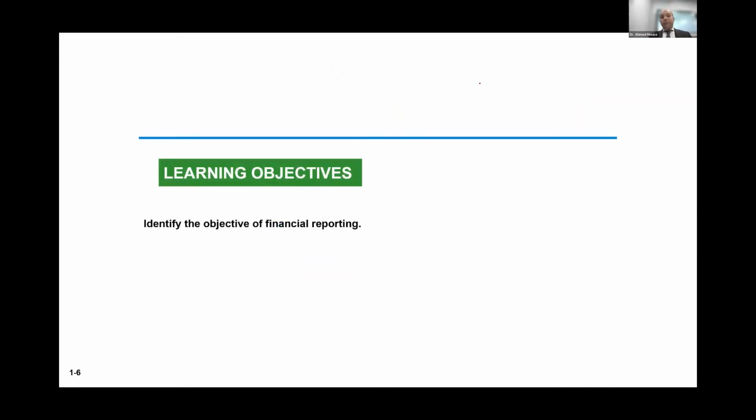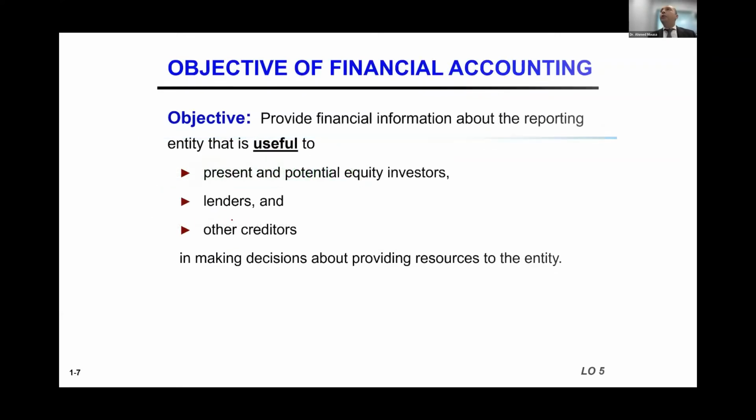Okay, let's go to the next objective, and we need to identify the objective of financial reporting. Why do we issue the financial information? Because the financial information and financial reporting is useful for you. Why is it useful for you as a pharmacist?